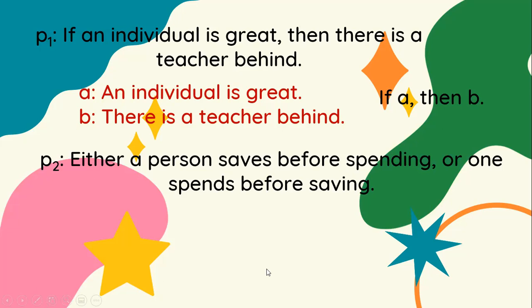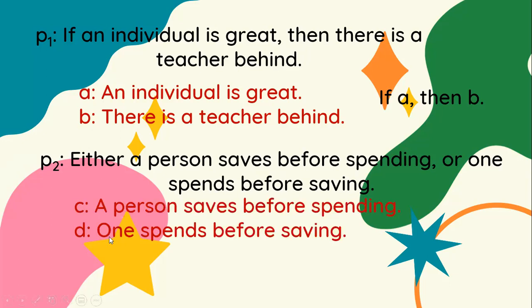So let's have P sub 2. Anyone who can identify the two propositions for this? What are the two propositions for P sub 2? Anyone? Uriel. Okay, go, Uriel. Proposition A po ay a person saves before spending. Tapos B po ay one spends before saving. So, thank you. So, if we will use C and D. Didiretsuhin natin yung person saves before spending. And then proposition D, one spends before saving.